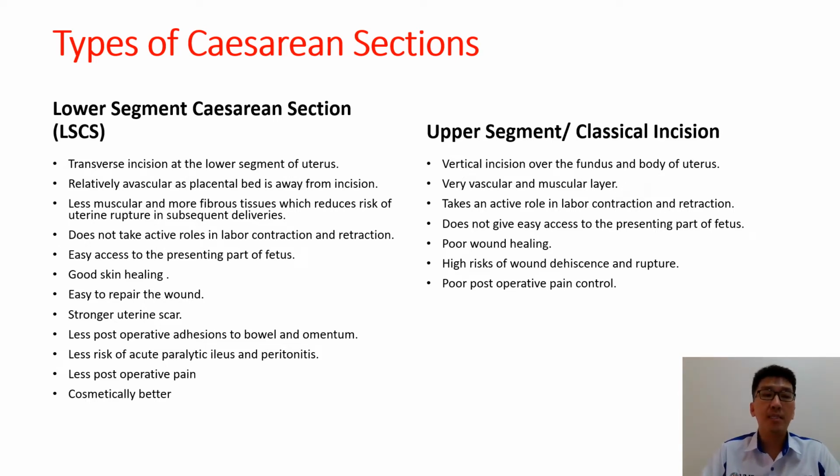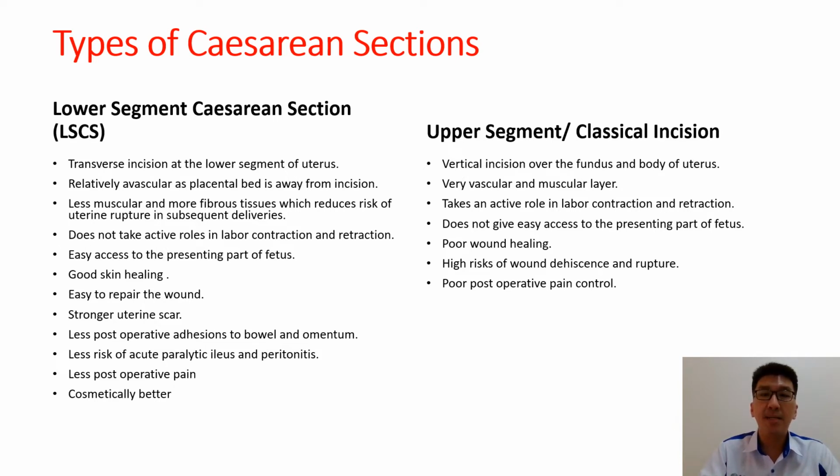Because of this, there will be less post-operative adhesions to the bowel and omentum, which is located up there, and less risk of acute paralytic ileus and peritonitis, which is the infection in the peritoneum or the abdomen. Because of the lower segment incision, which is very small, there will be less post-operative pain as compared to the upper segment or the classical incision method. And of course, cosmetically, it is better for the lower segment Caesarean section.